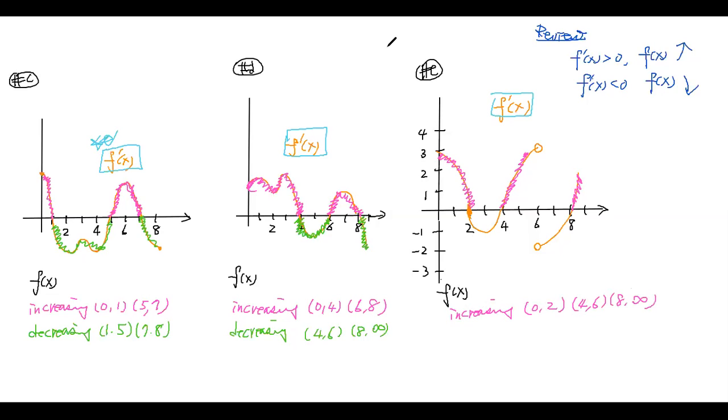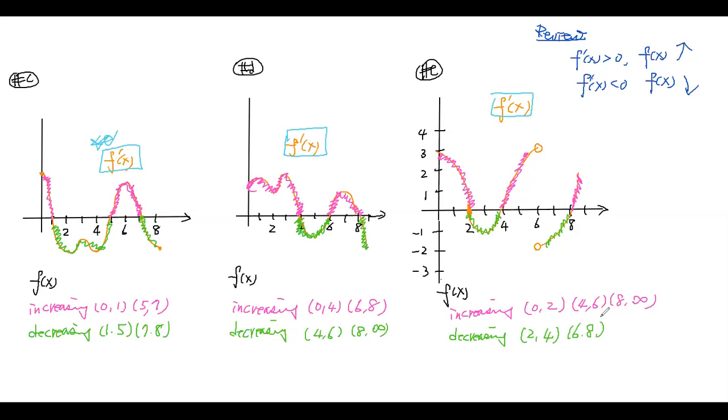All right, then decreasing, where is it decreasing? It's below the zeros here, right? So it's here. Okay, so this is decreasing. So what is the decreasing here? This is 2 to 4 and 6 to 8.